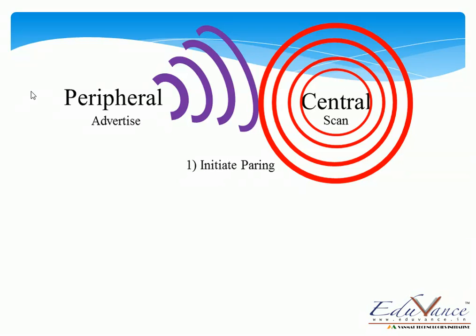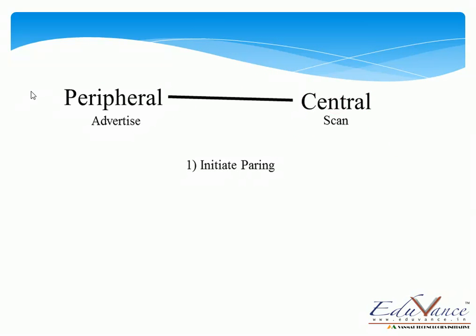One, you can directly initiate pairing. That is what happens in most of our headphones. Once you click on the headphones, the pairing begins directly. And the second thing that can happen is the central can ask for more information. It says, peripheral, give me some more information.